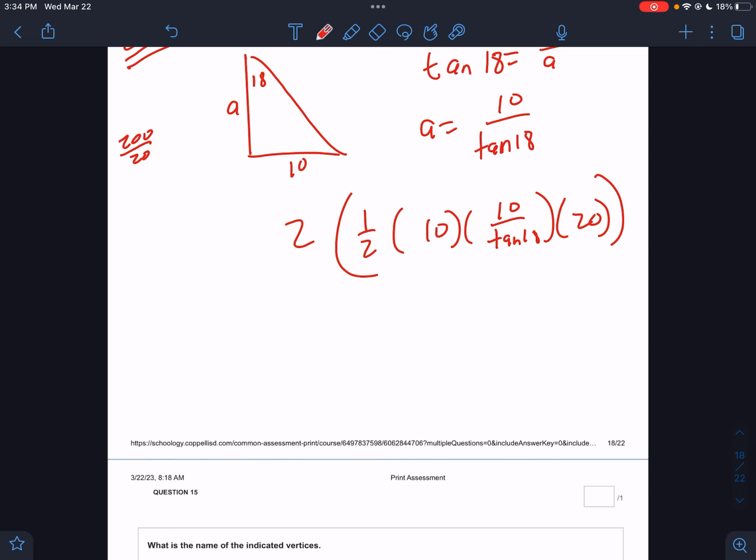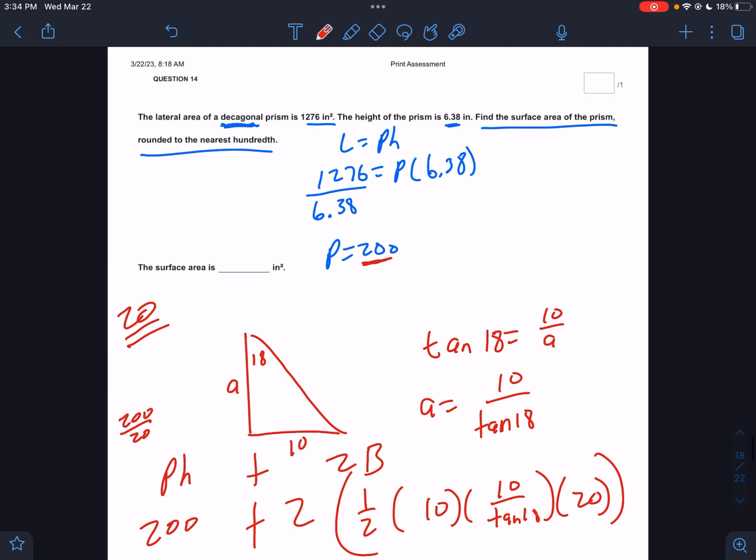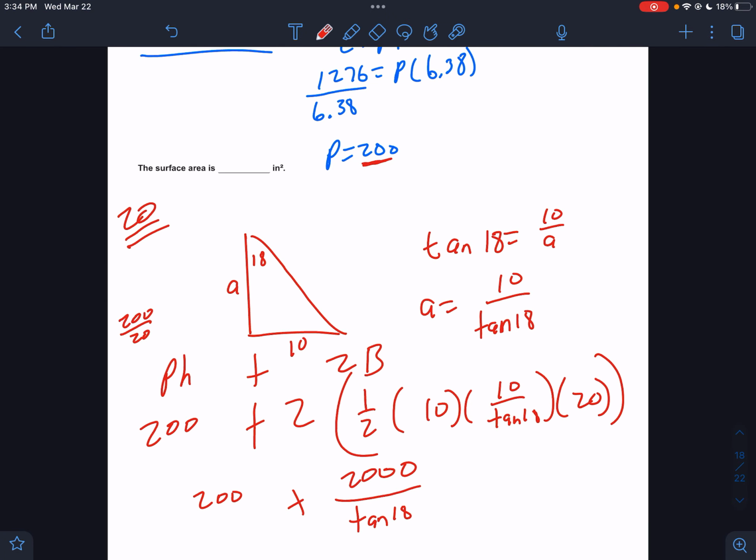So times 2 for 2 bases, because it's pH plus 2 bases. Well, pH we know is 200. They told us that. All right, so we do this work. Well, these would cancel out. So 2 times 1/2 just cancels out. So we have 10 times 10 is 100 times 20 would be 2,000 over tan 18. And then we got to add the 200 to that. So that's the total. They're telling us to round. So let me type that in. That would be 200 plus 2,000 over tan 18.